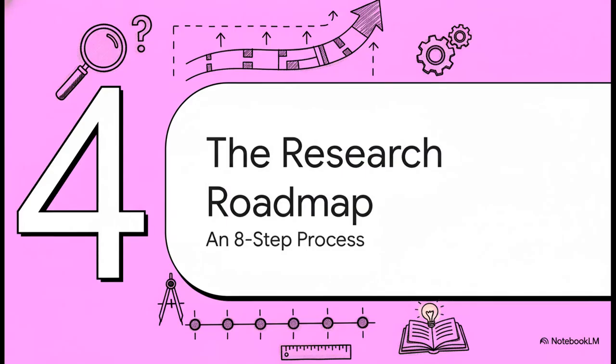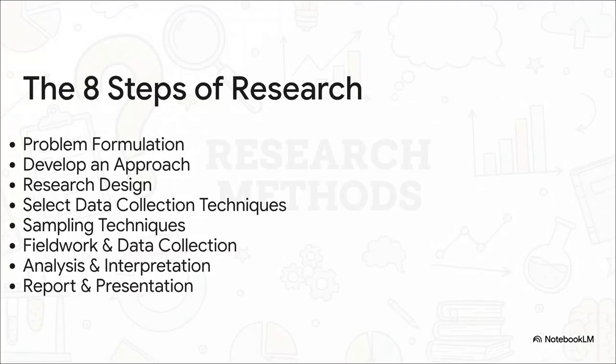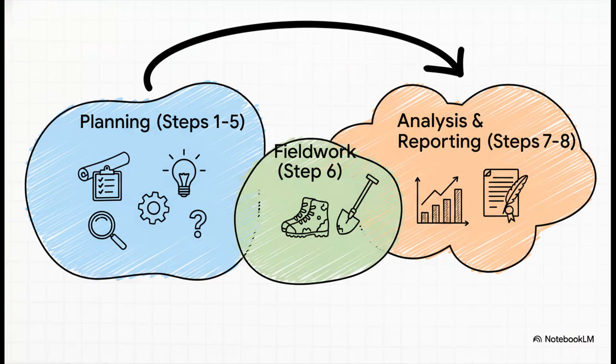Okay, so we've covered the what, the why, and the different types. Now, let's walk through the actual blueprint, the step-by-step process of how you actually do a research study from beginning to end. This is your roadmap. Seriously, think of it as a logical sequence that guides you all the way from that first little spark of an idea, formulating the problem, straight through to creating your final report and presenting what you found. And hey, to make those 8 steps even easier to remember for your exam, you can just chunk them into 3 phases. The first 5 steps, that's all about planning. Step 6 is the field work, actually going out and collecting the data. And the last 2 steps are all about analyzing that data and reporting on what you discovered.